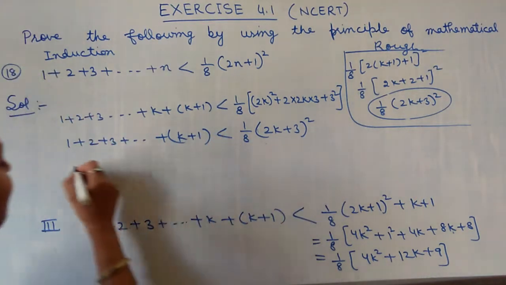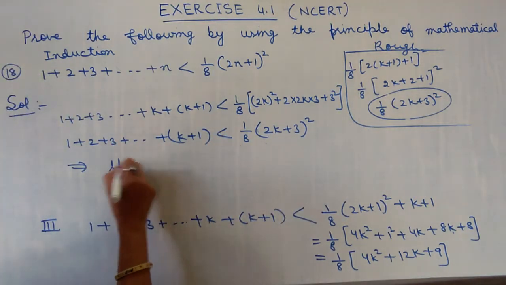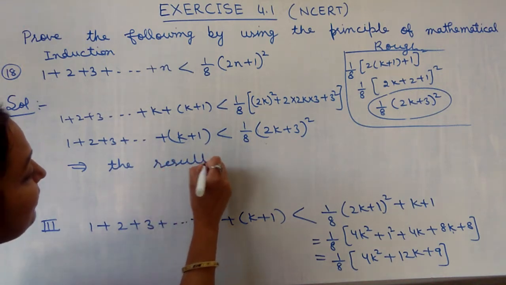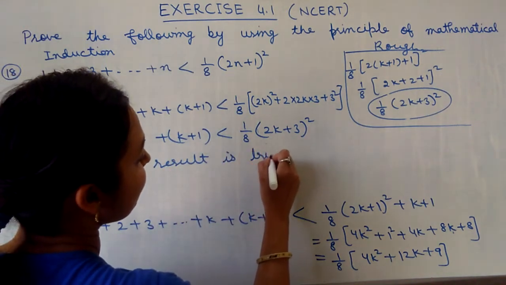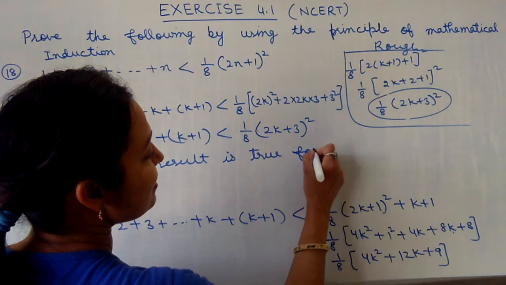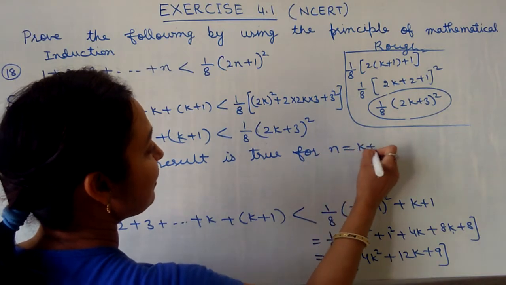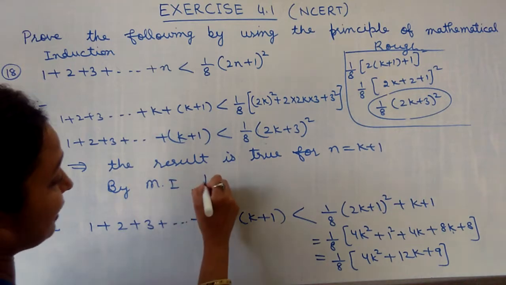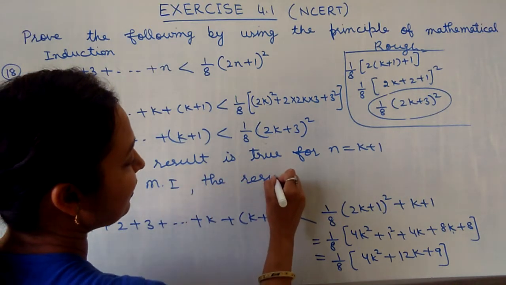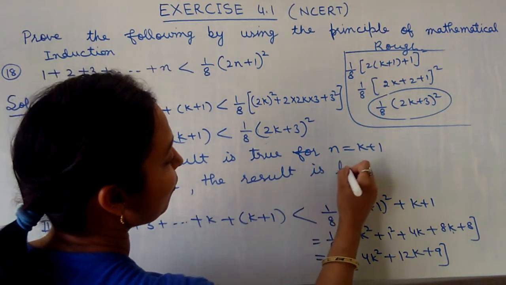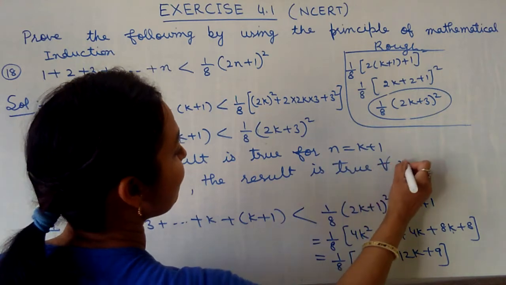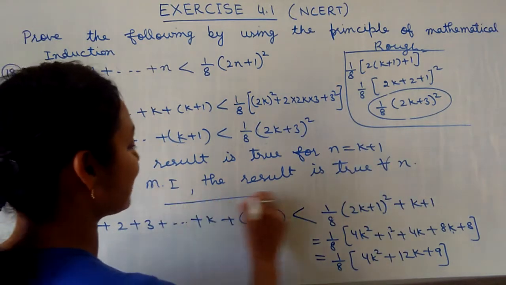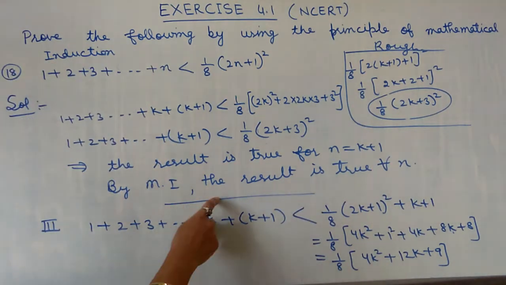This implies the result is true for n equals k plus 1. Then by mathematical induction, the result is true for all n. So this is the way to solve this question. This is the end of this question.